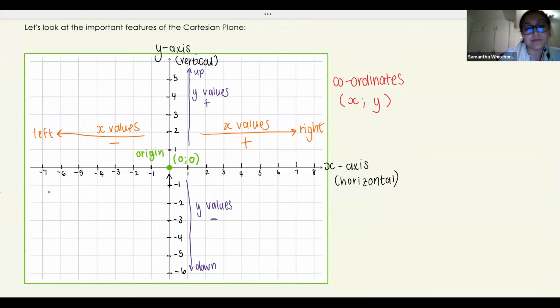All right, so when we are starting to draw axes for ourselves, sometimes you will be asked to draw your own axis to then use. We need to know where the values should be positive and where they should be negative.